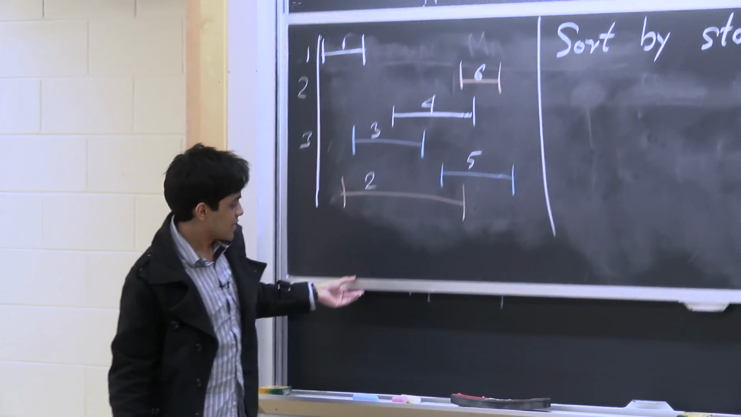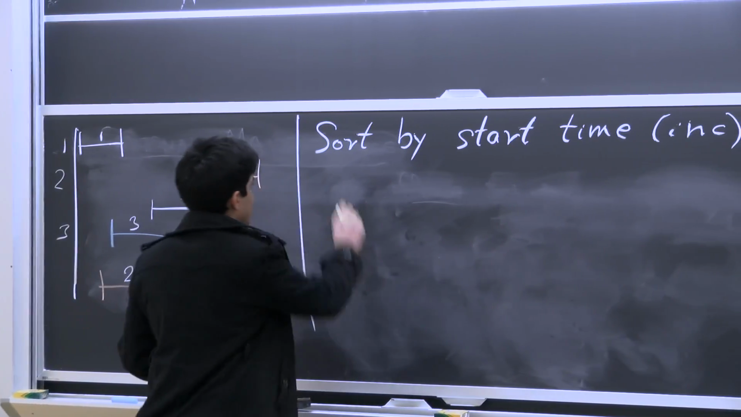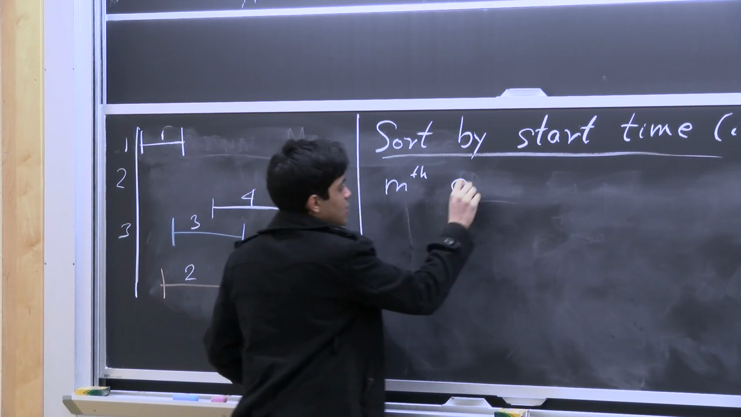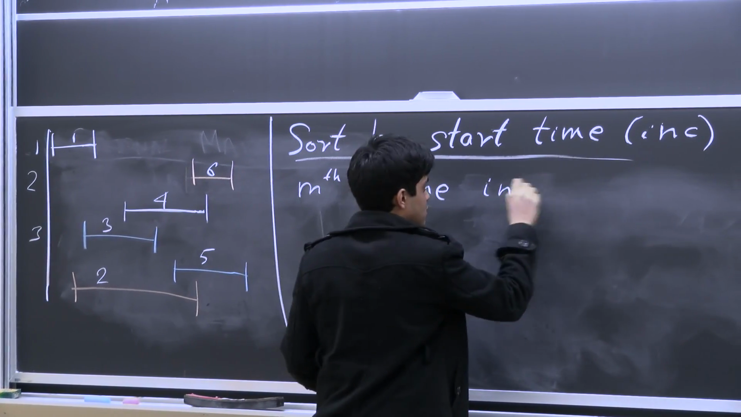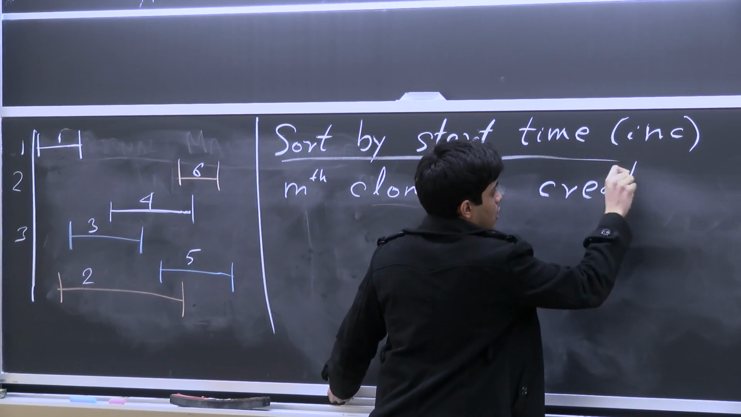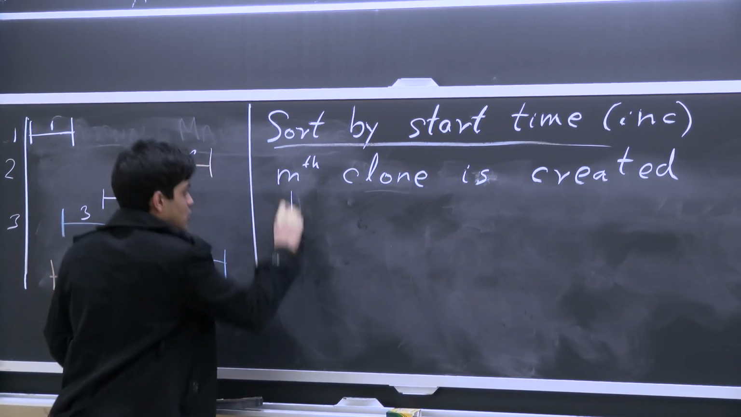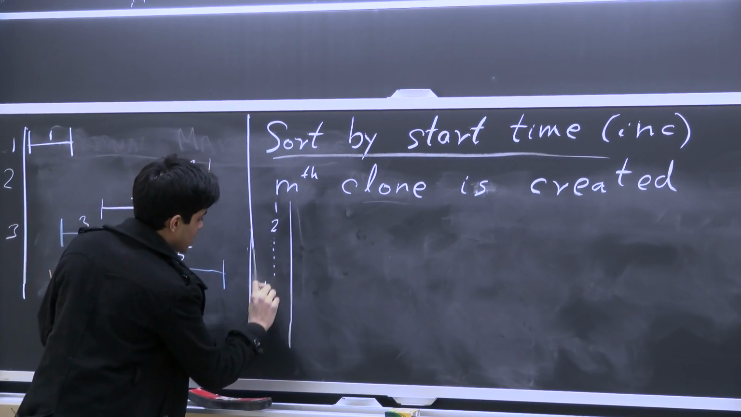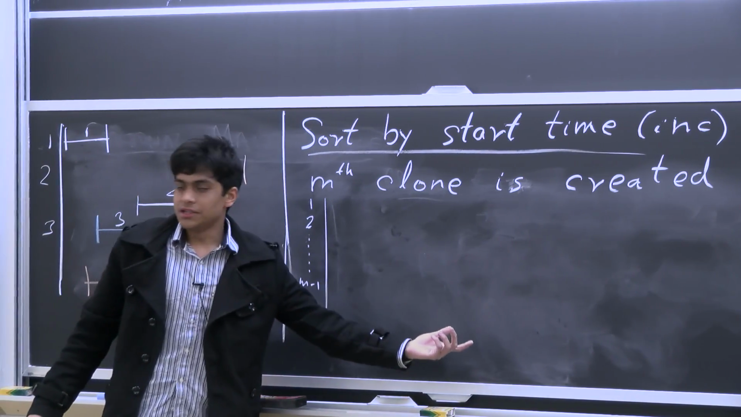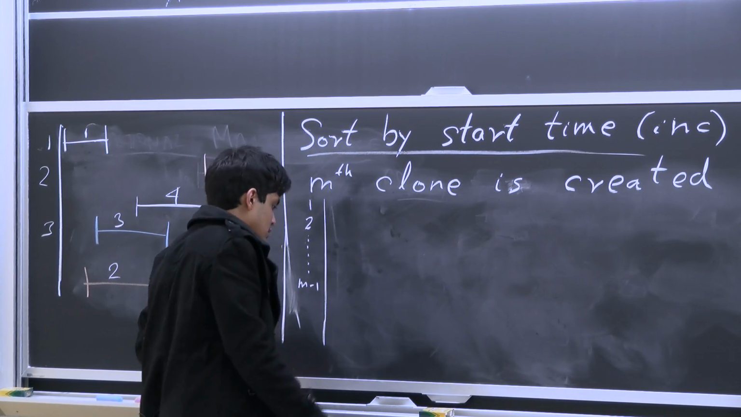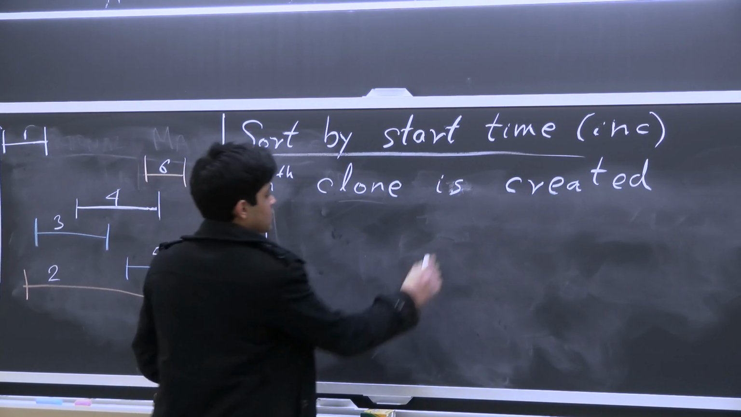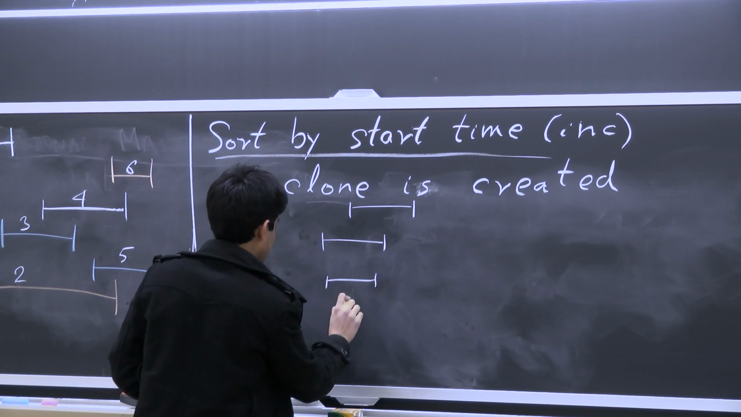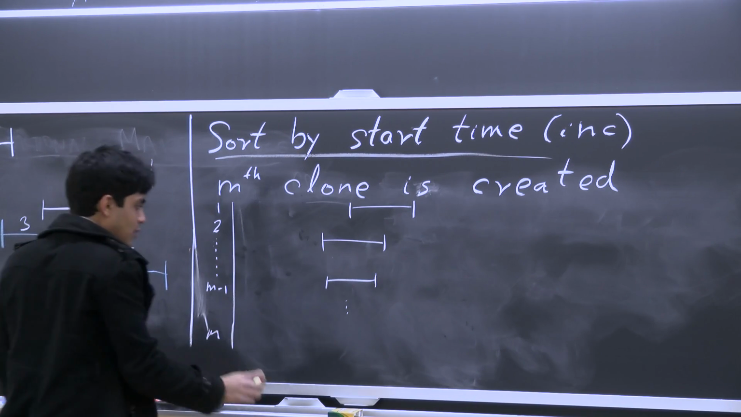Let's try to prove its correctness. Let's look at the instance where you're inserting the mth clone. When the mth clone is created, you already have some values in here: 1, 2, all the way up to m minus 1. Now you bring in your interval, and you see that it collides with all of these. So let's draw the final interval for each of these. Let's say the final interval for this one was out here, and for this one out here, and so on. When you create the mth clone, you look at the start time.